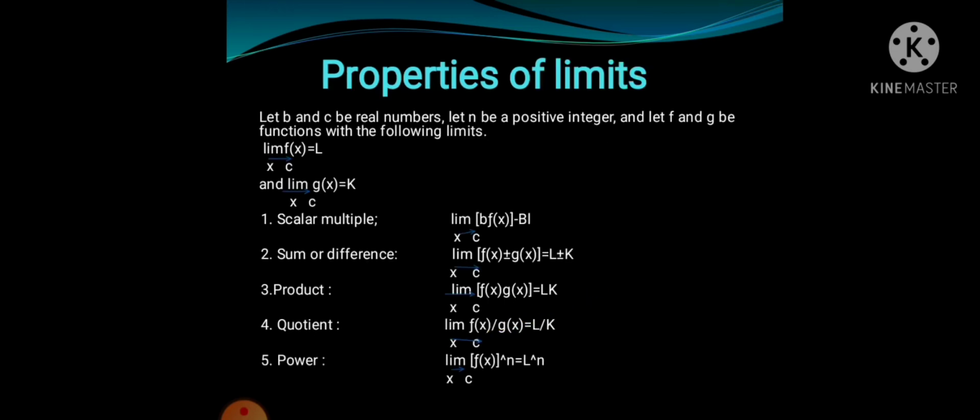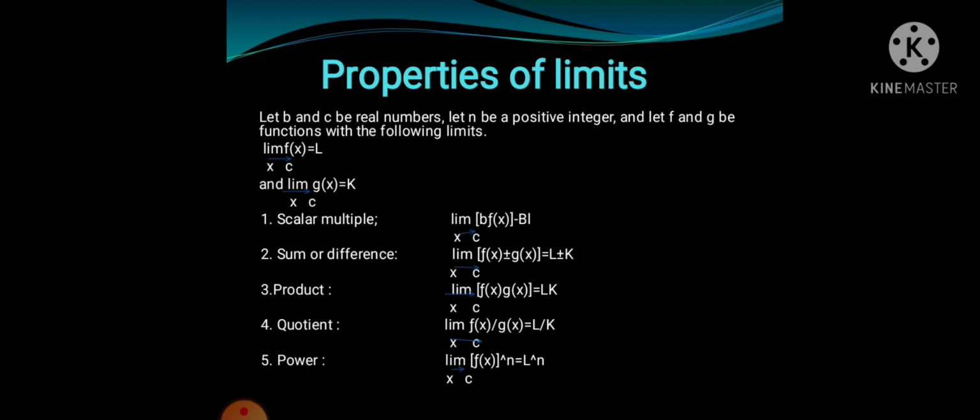Properties of limits. Let b and c be real numbers, let n be a positive integer, and let f and g be functions with the following limits: the limit of f(x) equals L as x approaches c, and the limit of g(x) equals k as x approaches c. For number 1, scalar multiple: the limit of b times f(x), as x approaches c.